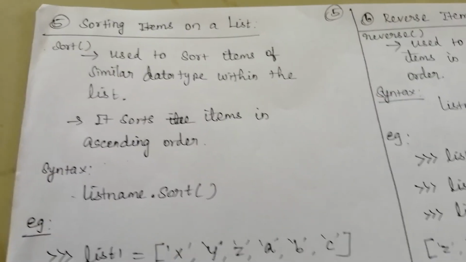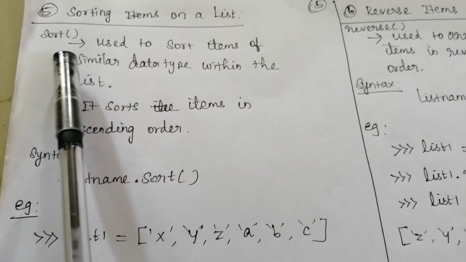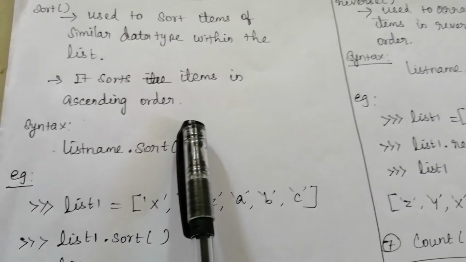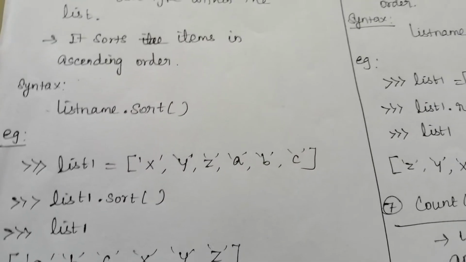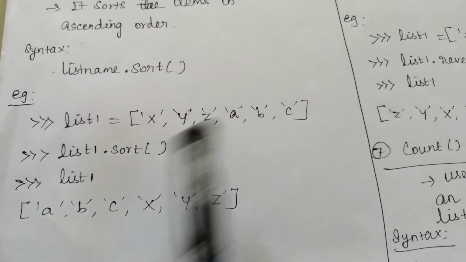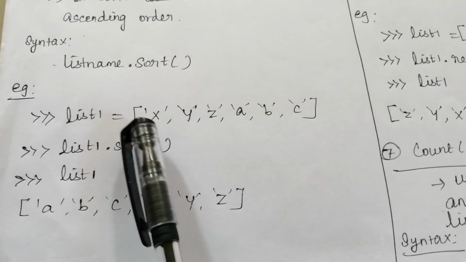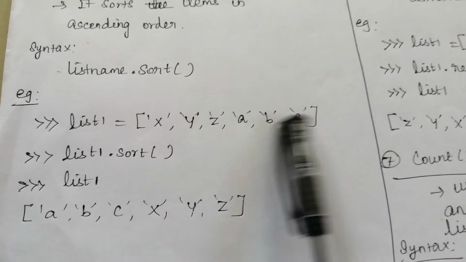So next we are going to discuss how to perform the sorting operation. For that we have the built-in method sort. It is used to sort the items in ascending order. This is the sort built-in method, list name dot sort. This is the list I created. I'm using the built-in sort method, so it arranges the elements in ascending order. This is the output for it.